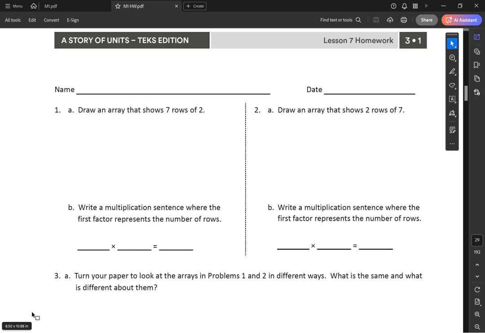Number one, it says draw an array that shows 7 rows of 2. So we need 7 rows. 1, 2, 3, 4. Oh my gosh, they're so bad. Let me start again, because those are pretty bad. 1, 2, 3, 4, 5, 6, 7. And 7 rows of 2.